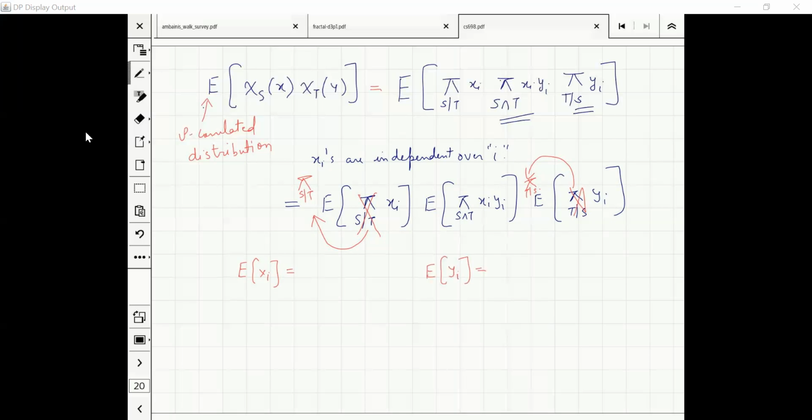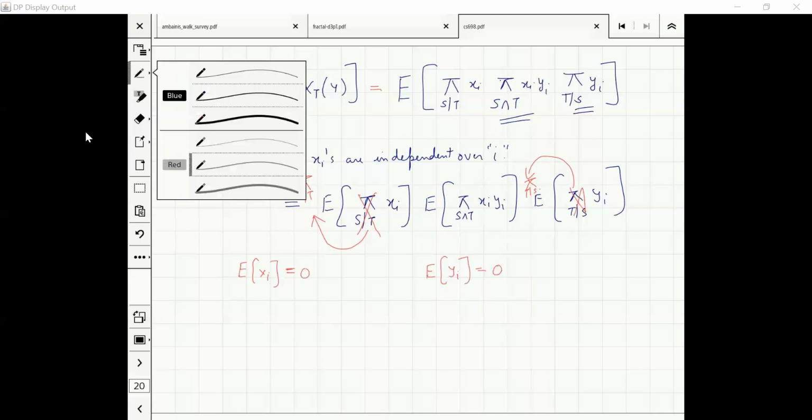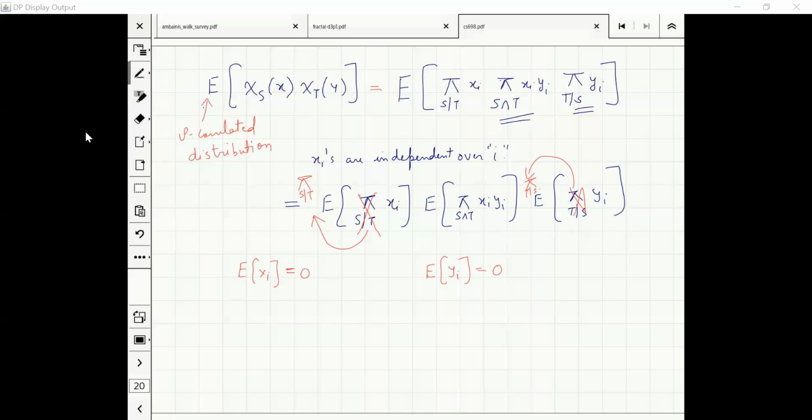Expectation of chi_S(x) is zero. Expectation of chi_T(y) is zero. That means if S minus T or T minus S is non-empty, then this is going to be zero. What is the other way to say this? That S minus T or T minus S is not empty? S and T are different. Exactly. This is saying S is not equal to T.